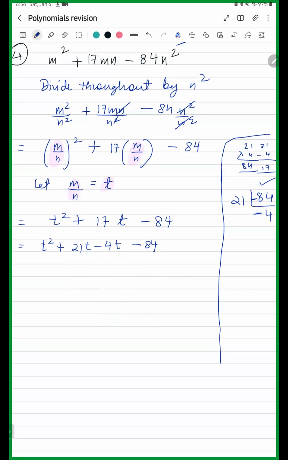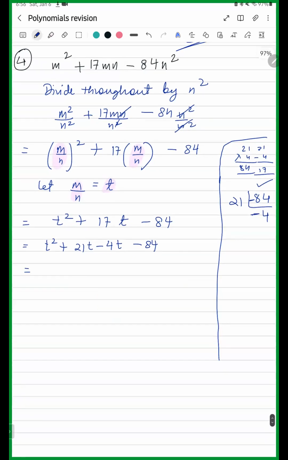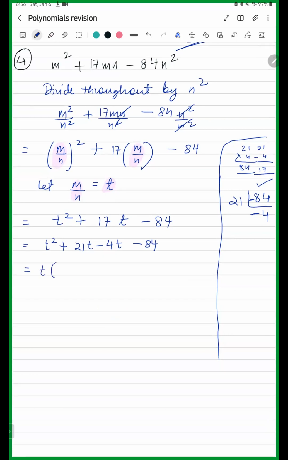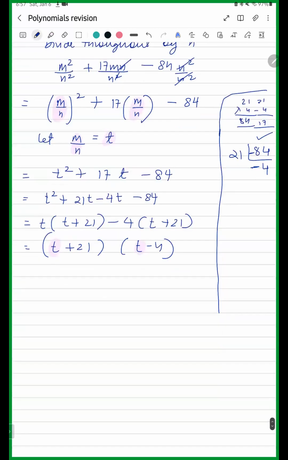Okay, so here we can just start taking stuff as common. t plus 21 multiplied by t minus 4. Now what is our t? t is m by n. So this is equal to m by n plus 21 into m by n minus 4.